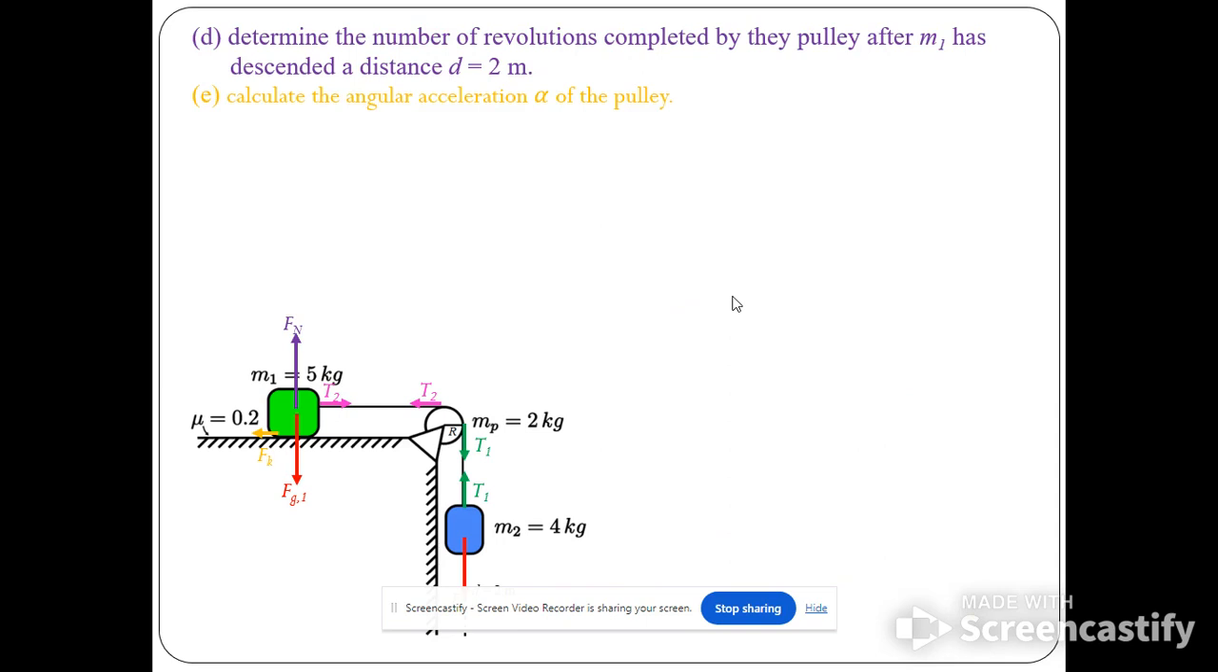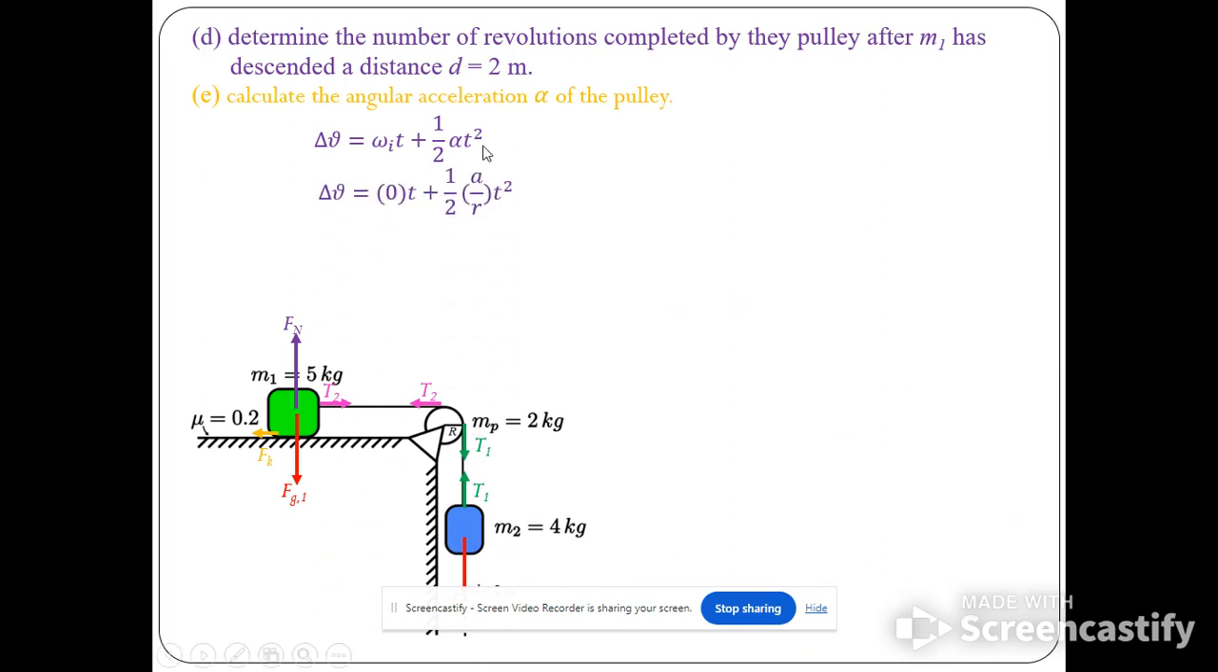Okay. And then for part D and E, I think these two were the quickest out of them all. Part D says determine the number of revolutions it has completed after M1 has descended 2 meters. So if you want, you can just set up the angular displacement for the pulley, because it's rotating, so it has to cover a certain angular displacement. And then omega i in this case is just 0.